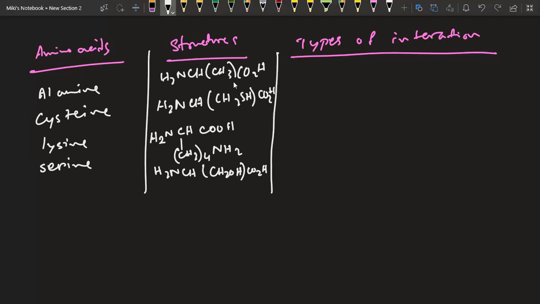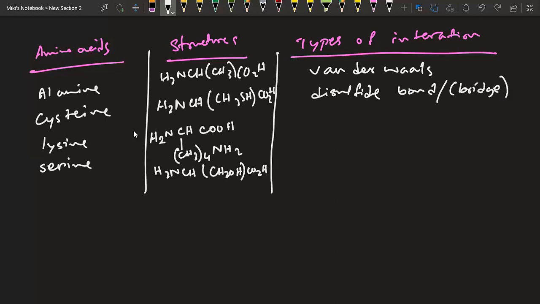Here in the R group we have an alkyl group. That means it's completely van der Waals forces of attraction. Then we have a disulfide bond, because here we have cysteine, so we have the SH group, the sulfur group here. Disulfide bond present here. The disulfide bridge could also be mentioned, the disulfide bond or the disulfide bridge.